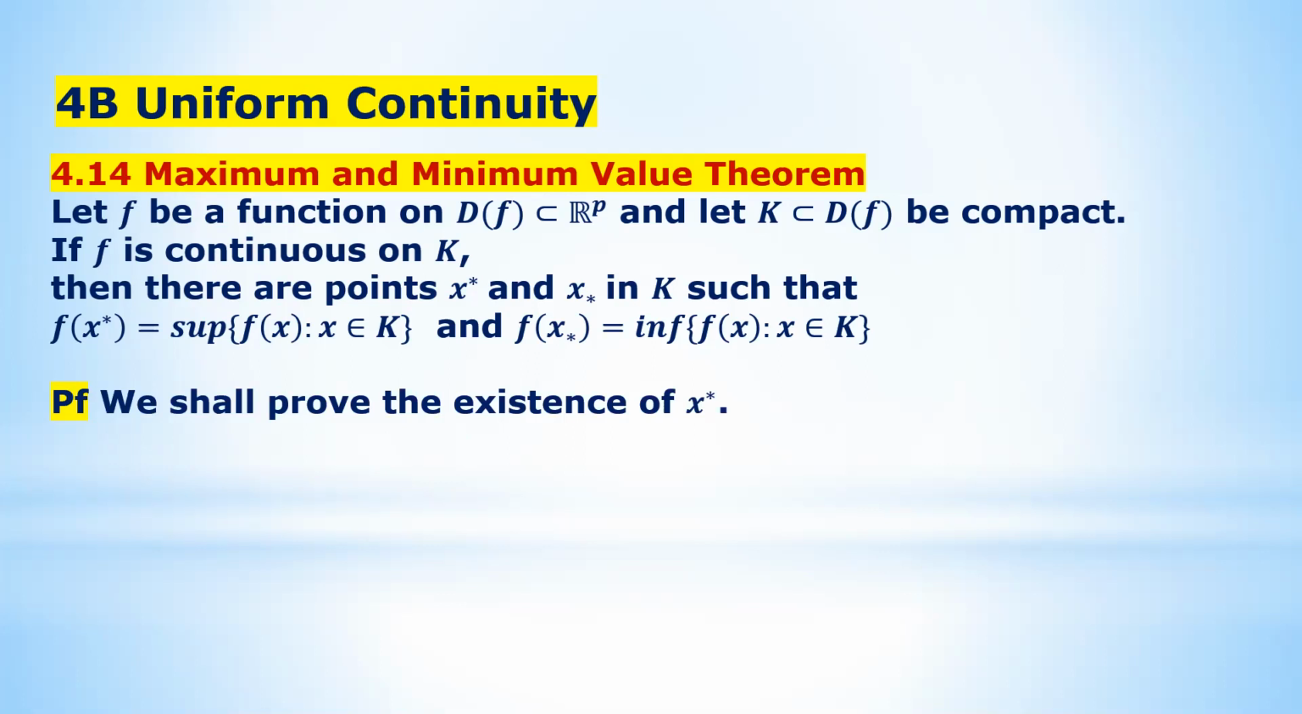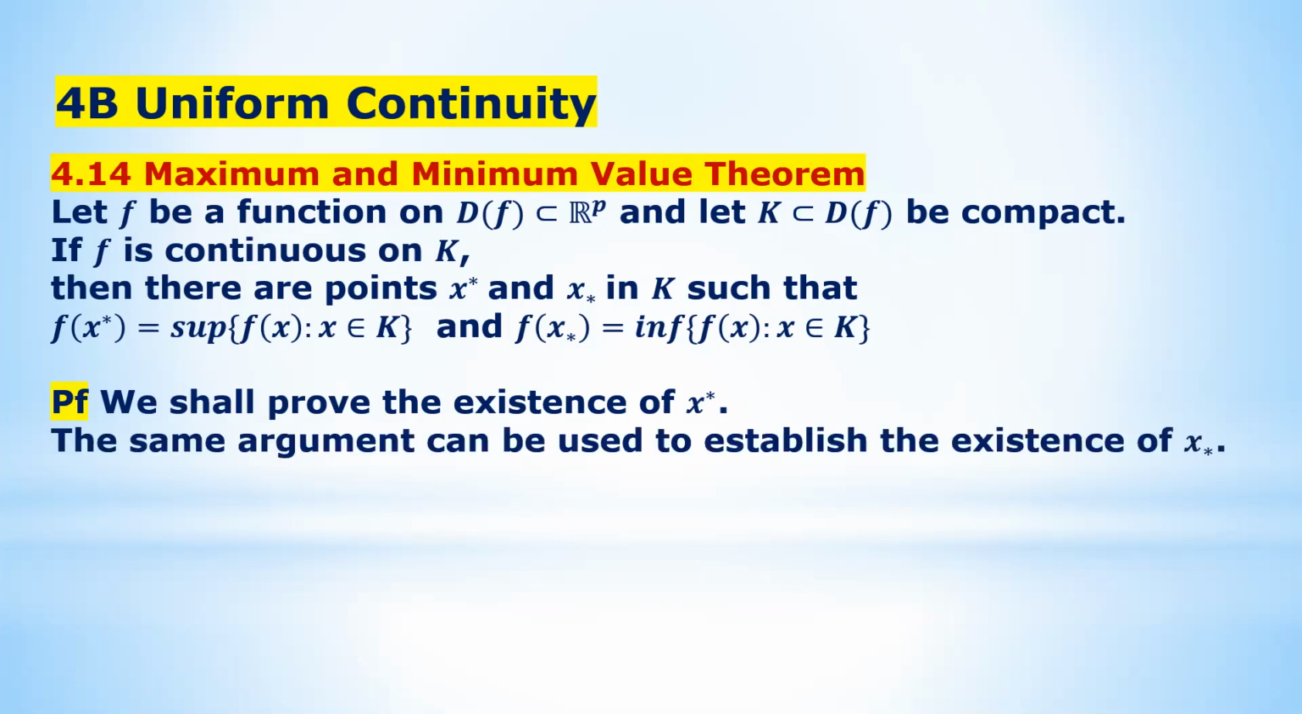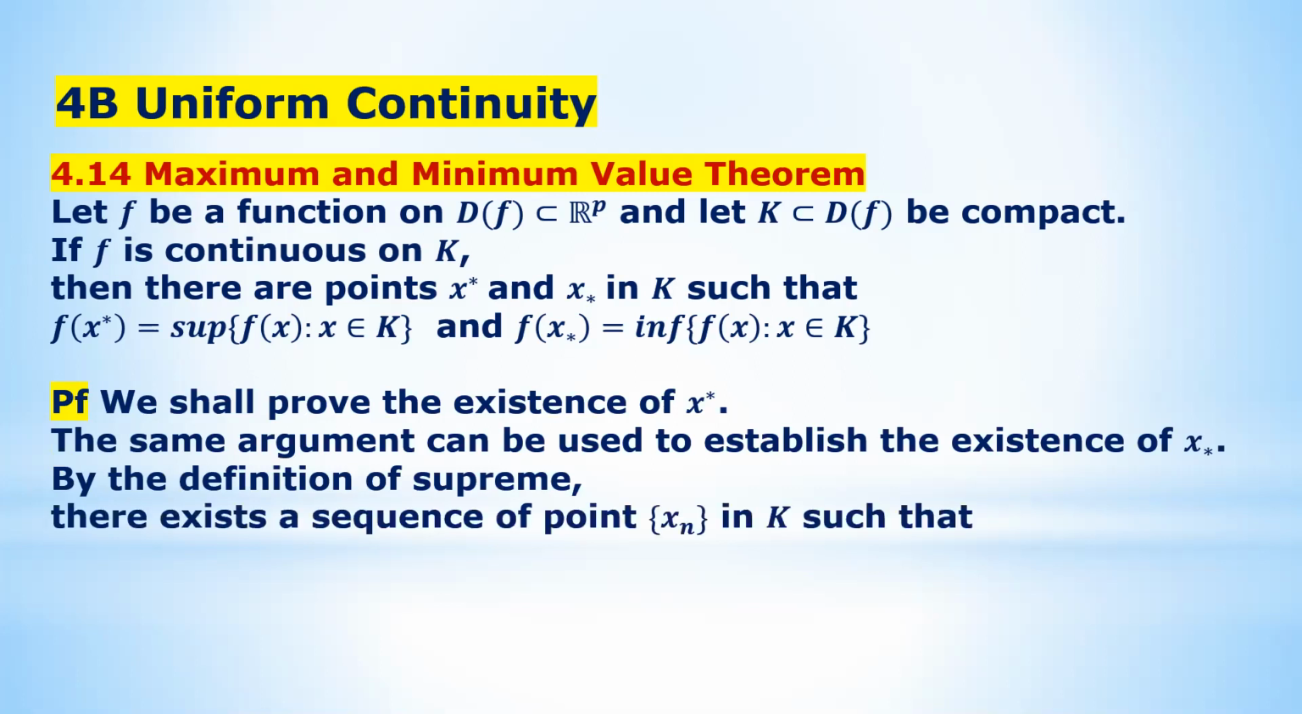I'm only going to prove the x upper star. I mean, I'm going to show that f will achieve its maximum somewhere, and the same argument can be used to show that f also achieves its minimum at another point. Okay, so let's now show how we can prove the existence of x star. By the definition of the supremum, there exists a sequence of points xn in K such that the limit of f(xn) equals its supremum.